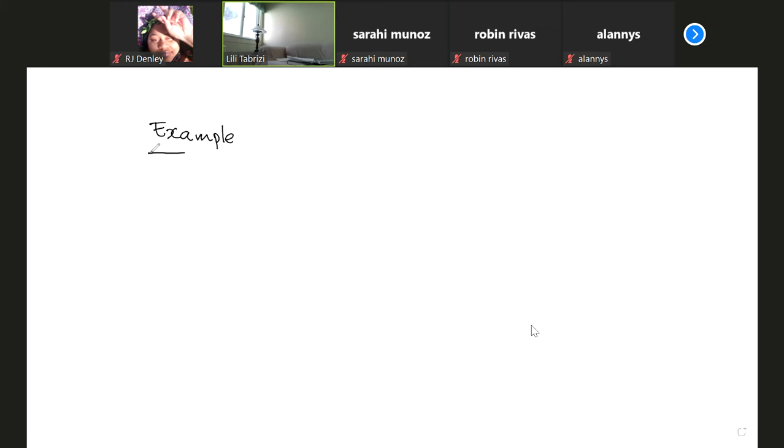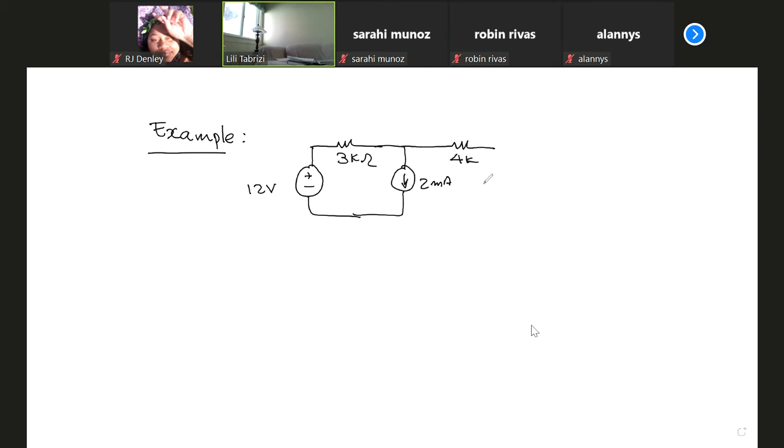This example is a class example, so please write it down. It's from the book. Let's say the following circuit is given: 12 volts, 3 kilo ohm, and then we place a current source here, 2 milliamp, and then there is another 4 kilo, and then there is another 2 kilo. Suppose they ask you to find the voltage across the 2 kilo. Find V0.